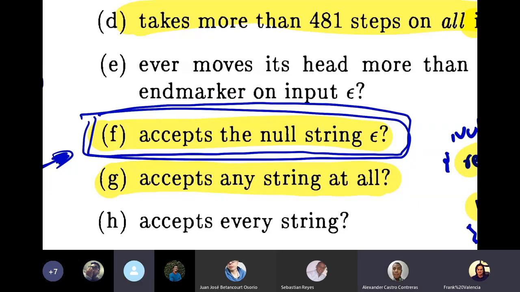I think that it is not. Yeah, it is not.